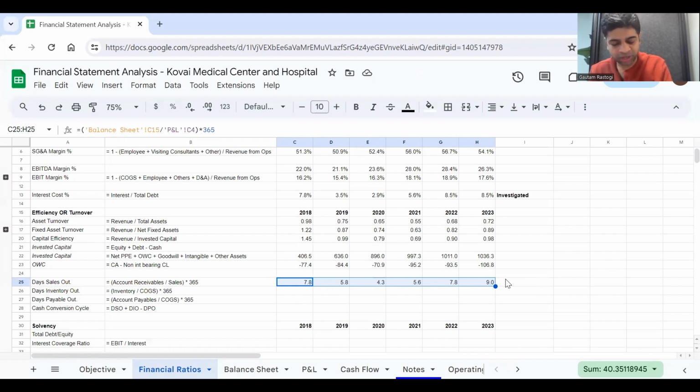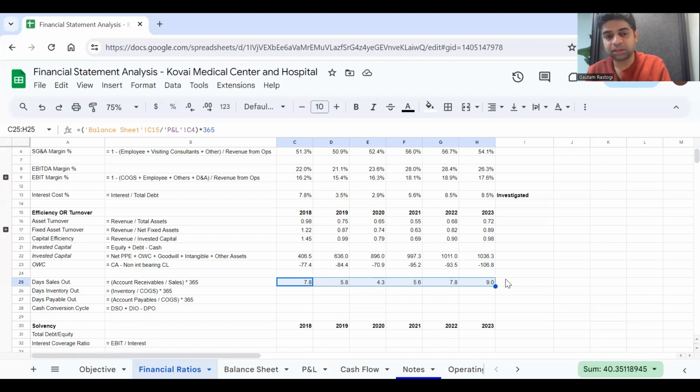Why is it so? Because what is happening in India is the health insurance penetration is increasing. It's on the rise. So when customers have their insurance companies pay for their medical treatments, these insurance companies don't pay right away. They take their own sweet time, right? So it impacts their days of sales outstanding, right?